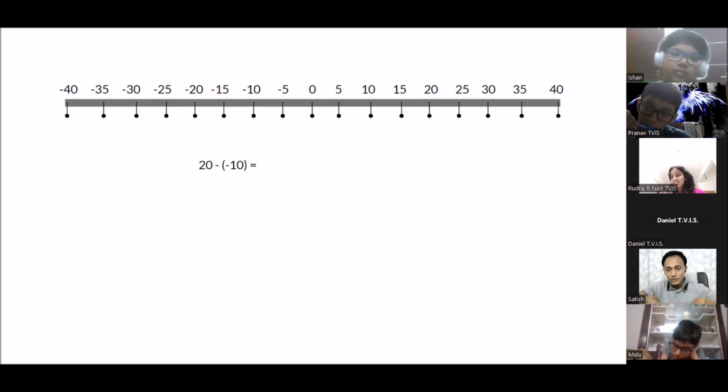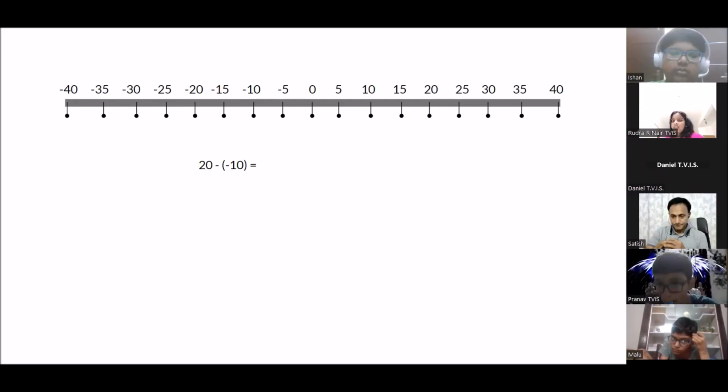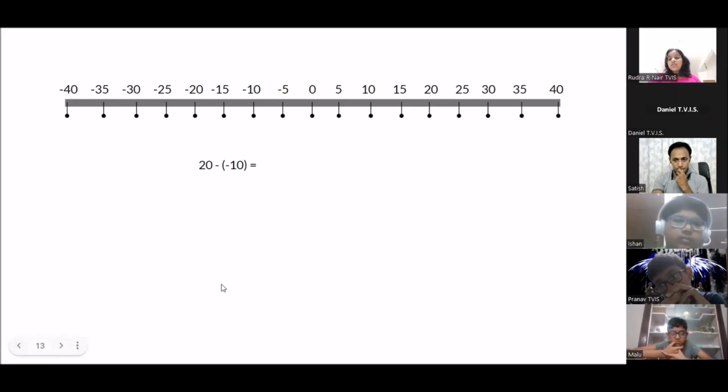Another way of representing it: you have 20, and minus means somebody is taking minus 10 from you. So they are not taking, they are supposed to give it to you. 20 minus minus 10 means that you have to receive that 10 rupees. Yes, you have to receive that 10 rupees. Sir, so that means minus and minus is equal to plus. Yes.